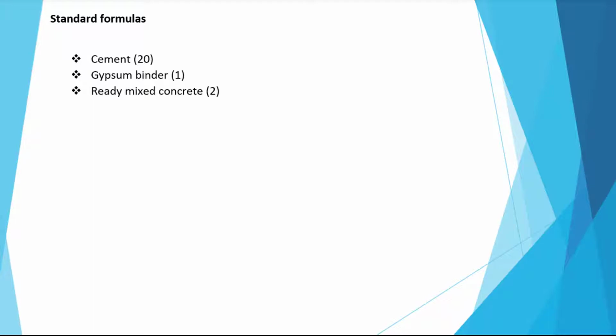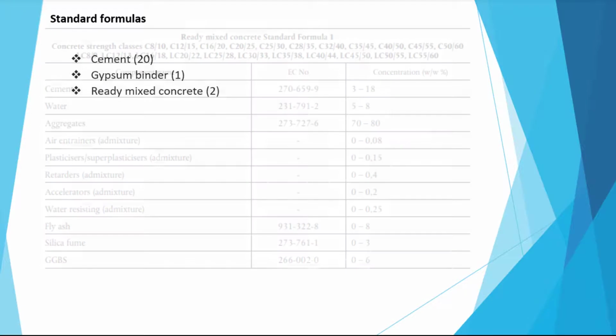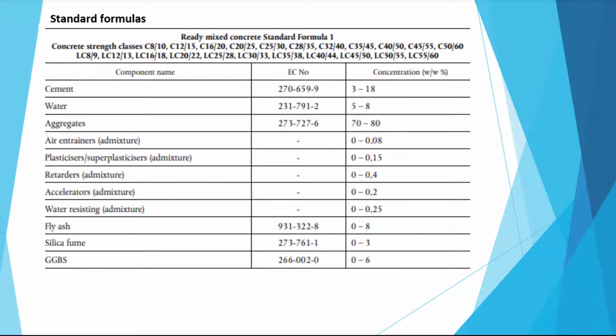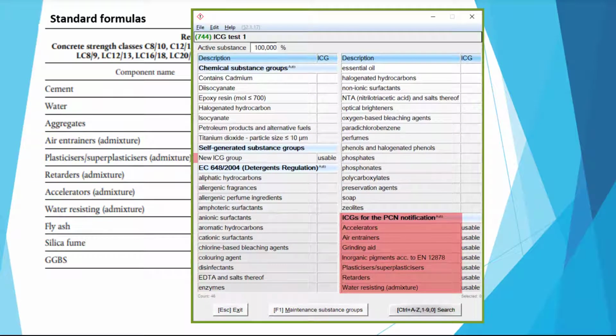Standard formulas with predefined composition are somewhat more complicated. Let's take the first of the two ready-mixed concrete standard formulas as an example. Most of the ingredients are defined by the EC number. However, since ChemGes cannot know which raw materials are concrete air entrainers, plasticizers, retarders or accelerators, these raw materials must be assigned to substance groups so that ICGs can subsequently be formed. But this is also quite simple.